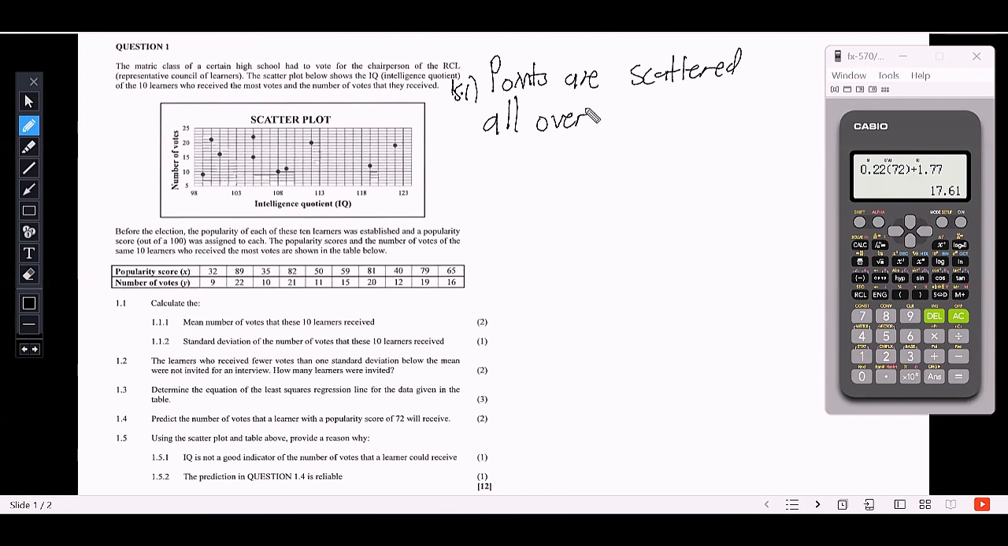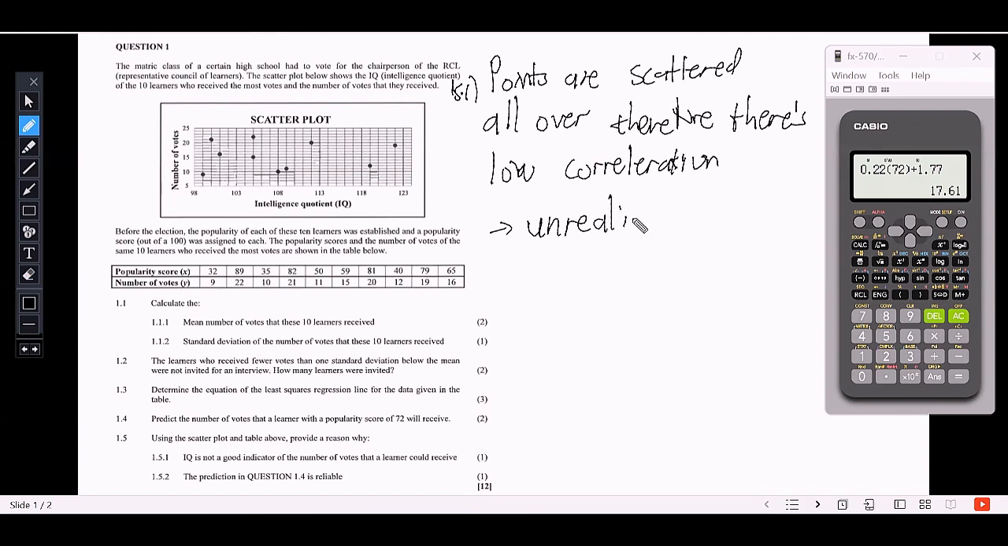The points are scattered all over, and therefore there is low correlation. So if there is no correlation within the data or your points there, that means this information cannot be reliable, right? So it's showing the data is unrealistic. So unrealistic predictions. Because as we can see, the data is just all over the place.